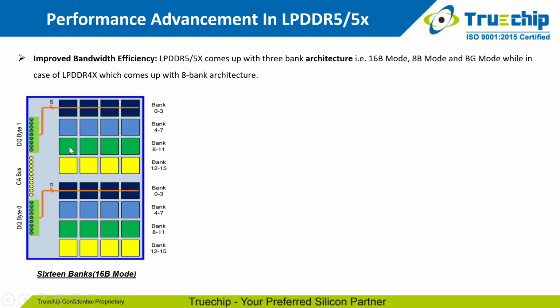In this diagram, there is a CA bus and there are 16 banks distributed for DQ byte data. Talking about burst length 16 data on X16 pins, the total data to be stored is 256 bits, out of which 128 bits will be stored by DQ byte 0 and the other half of 128 bits will be stored by DQ byte 1 inside the memory bank.